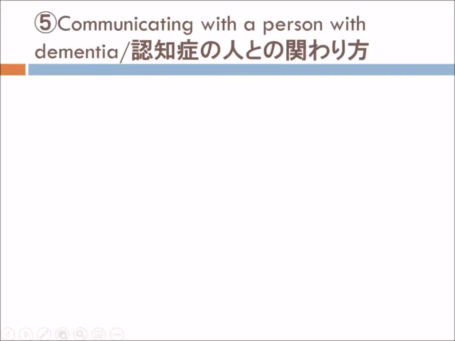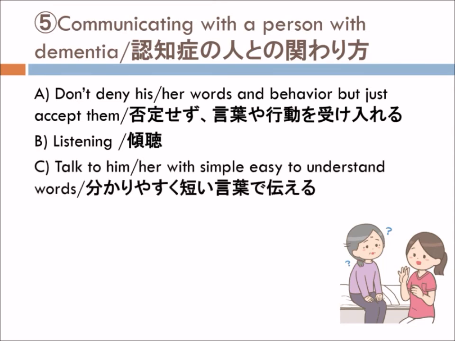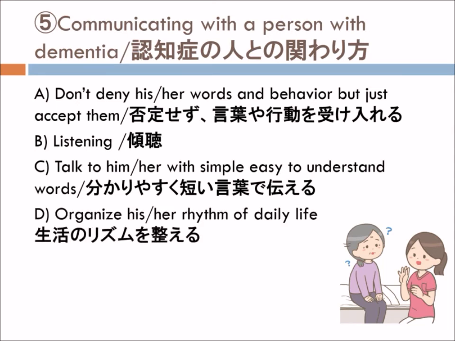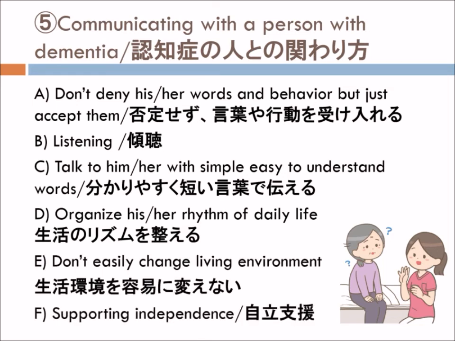5. Communicating with a person with dementia. There are 6 parts. Don't deny his or her words and behavior, but just accept them. Listening. Talk to him or her with simple, easy to understand words. Organize his or her rhythm of daily life. Don't easily change living environment. Supporting independence.